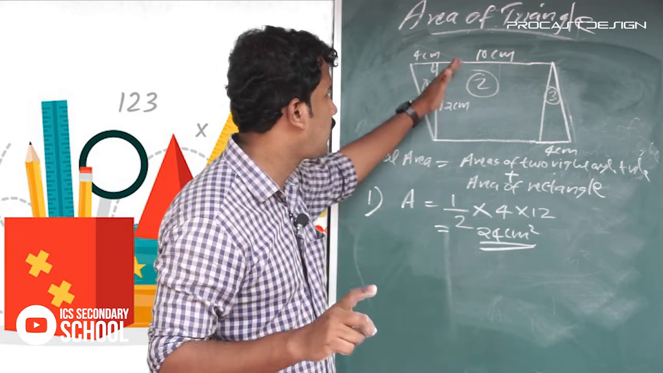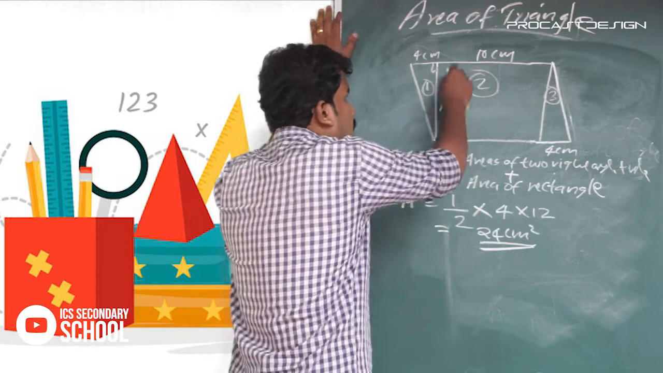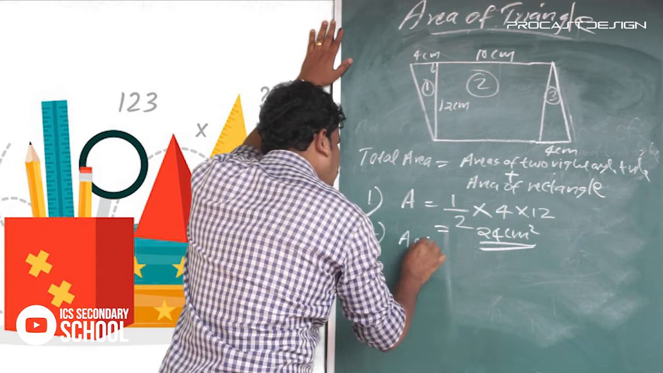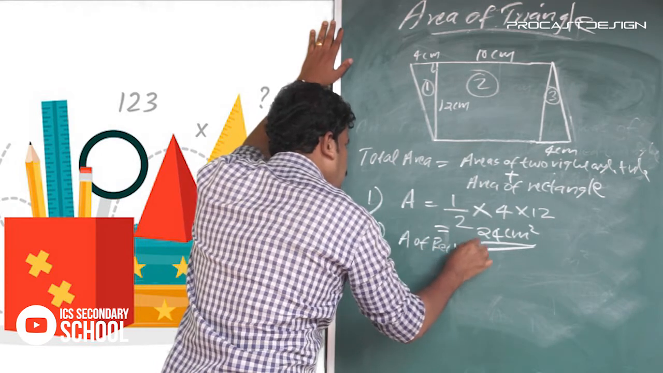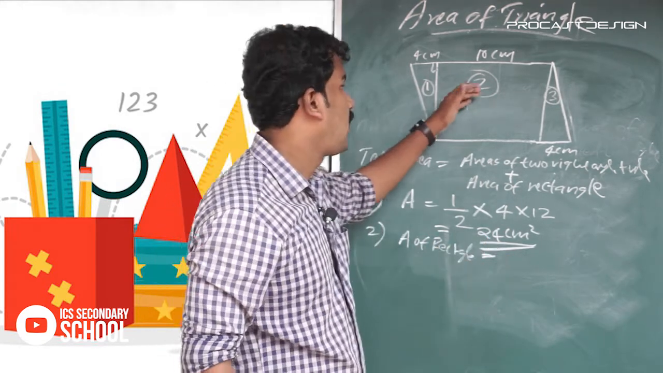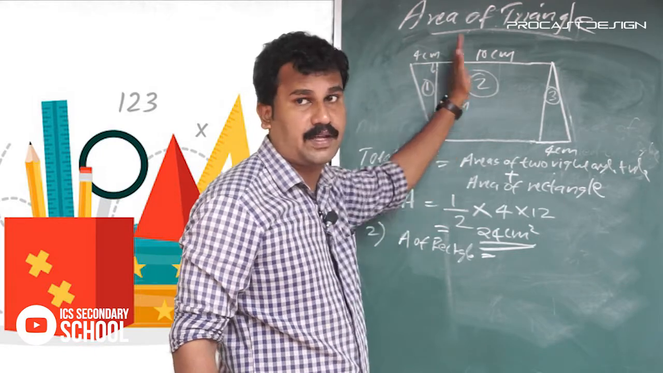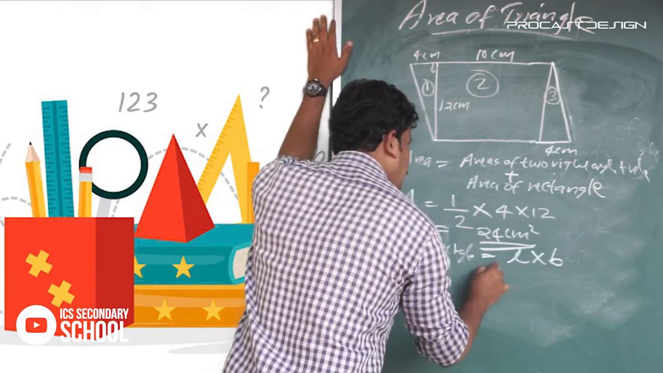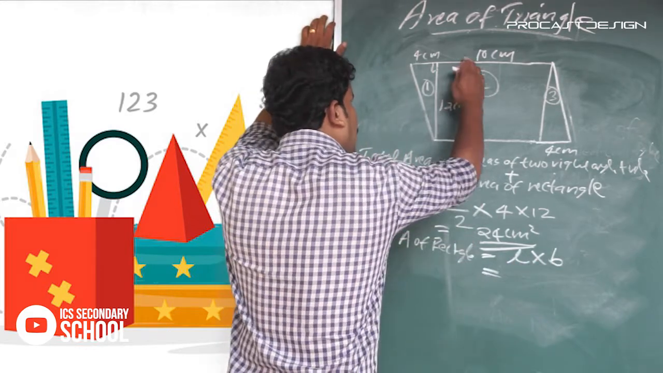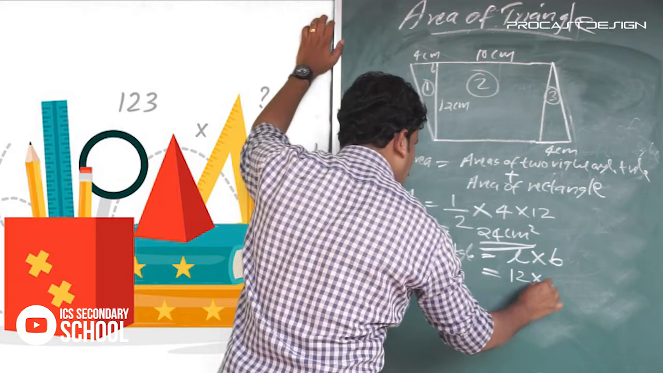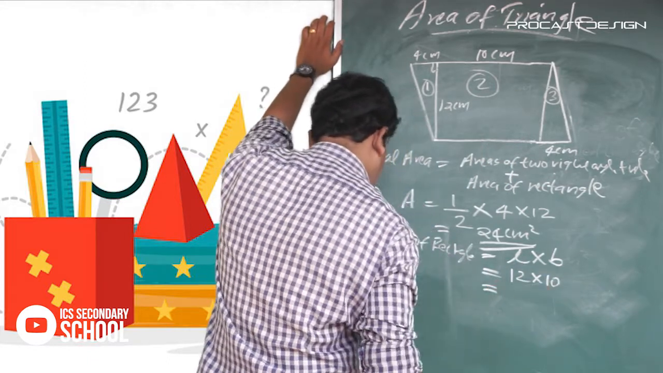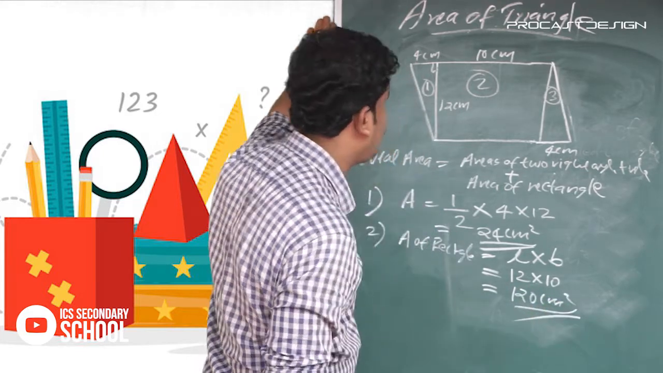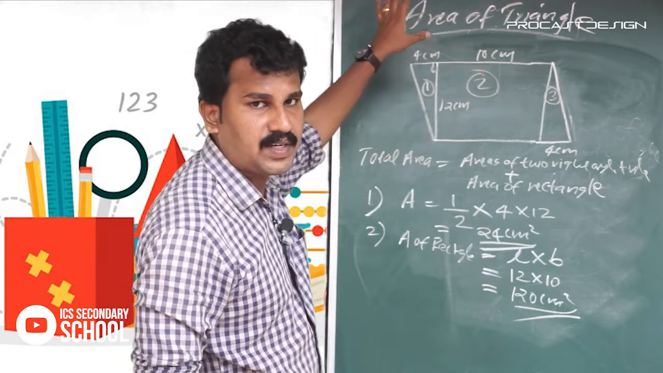Okay, then next we calculate the area of the rectangle, the second figure. Area of rectangle means length into breadth. Here the length is 12 centimeter and the breadth is 10 centimeter, that is 12 into 10, so the area of the rectangle is 120 centimeter square. So the area of the rectangle we got is 120 centimeter square.